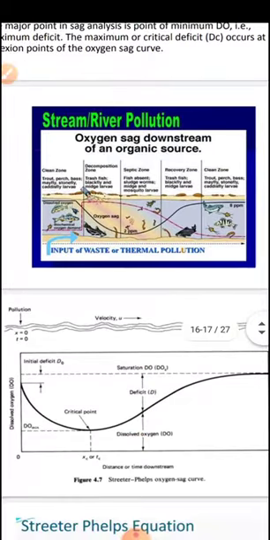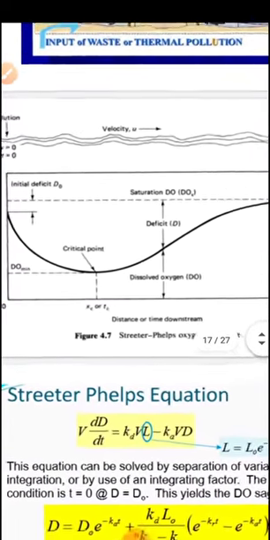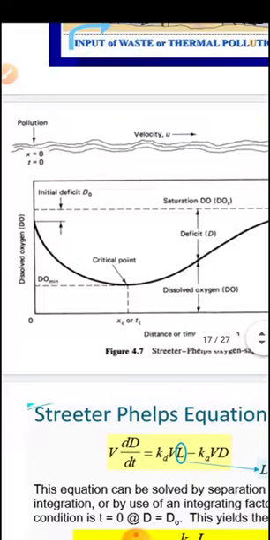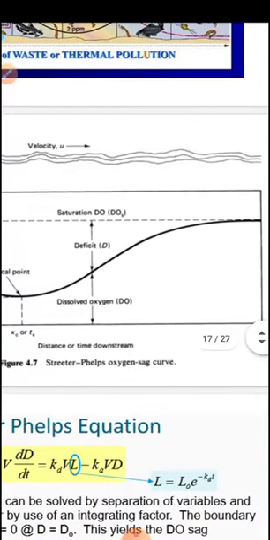We have talked about this, and now you will see here this is the same oxygen sag curve, and we will be having some initial deficit. This initial deficit is due to the already existing pollution, and then it will be further reducing to a critical point where the deficiency will be maximum, and then again the oxygen will start saturating, and it will reach the maximum level of saturation.